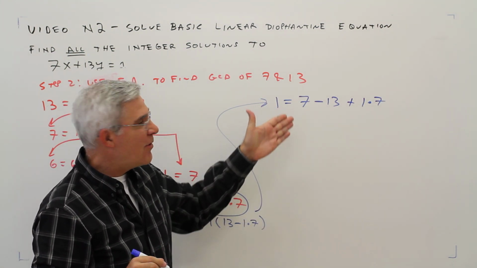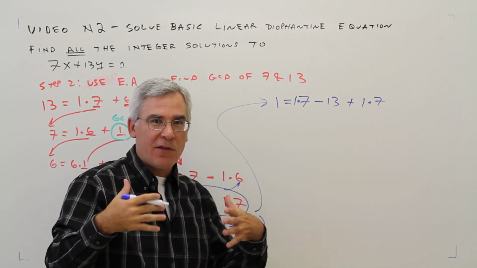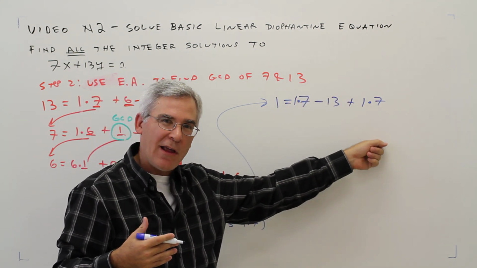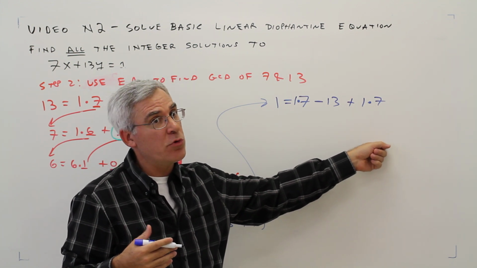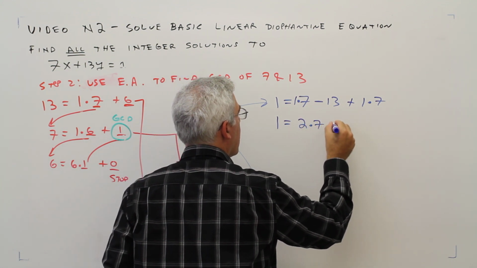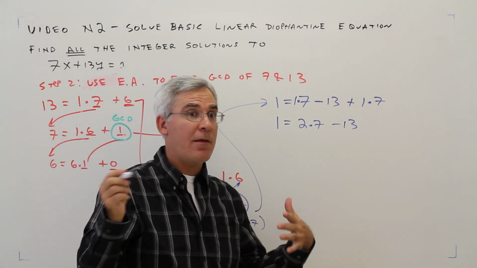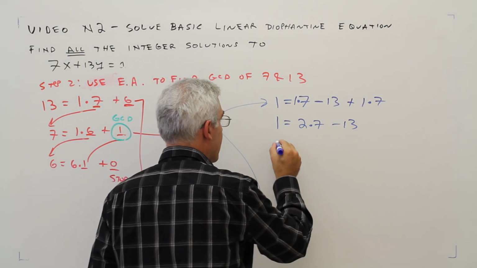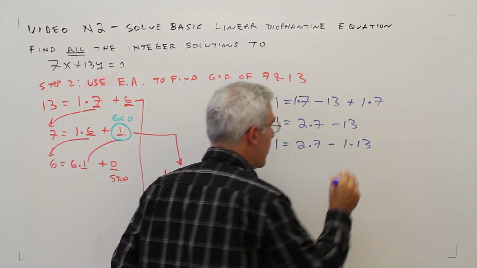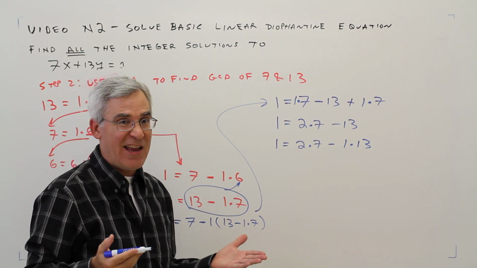I'm going to do one more step here. I'm going to say 1 times 7, just so you can see the like terms easier. So if I got a 1 times 7 plus a 1 times 7, I've really got a 2 times 7. Instead of saying minus 13, I'm going to say minus 1 times 13. And you may not realize this, but you're kind of done.